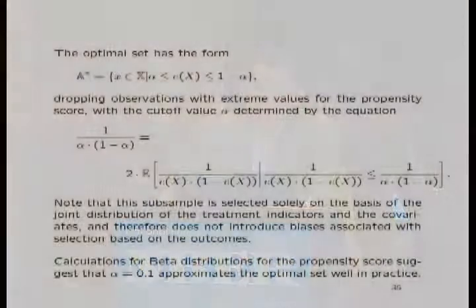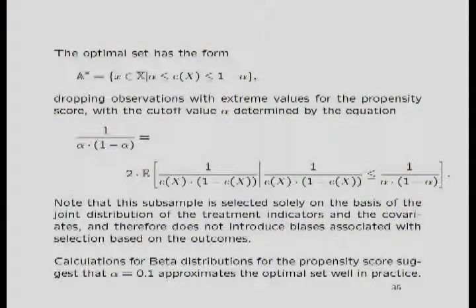But one way of formalizing that is by thinking about looking for the subsample where you get the most precise estimates. And if you do that, it turns out the optimal set has exactly the form that corresponds to what people do in practice, namely throwing out the observations where the propensity score is very close to 0 or very close to 1. In fact, the interval where you throw them out is symmetric on both ends. You throw out observations where the propensity score is less than alpha, as well as the observations where the propensity score is greater than 1 minus alpha.